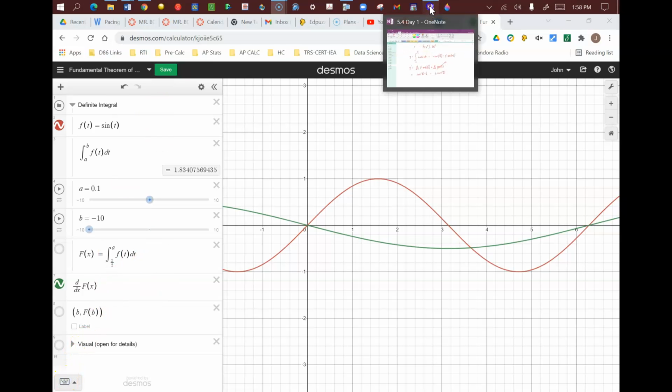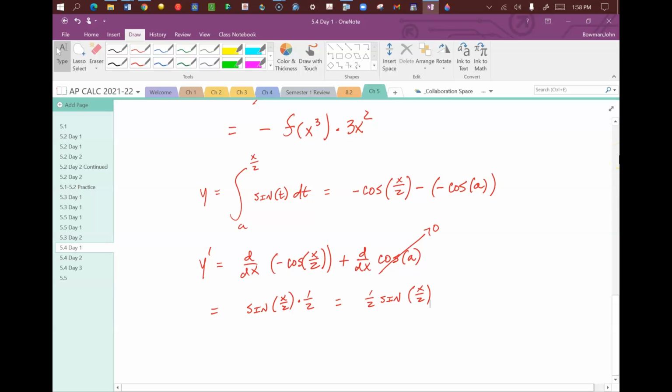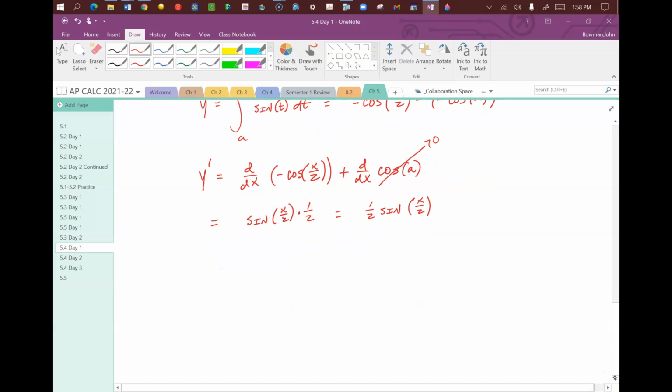I'd like to do one more example, and in this example, I would like you to pause the video and think about what the final answer will be and how that will play out using Desmos. So our function is y is equal to the integral from a to 2x of the sine of t dt. So pause the video for a minute and think about what y prime is going to be and what it's going to look like when we graph it compared to the sine of t.